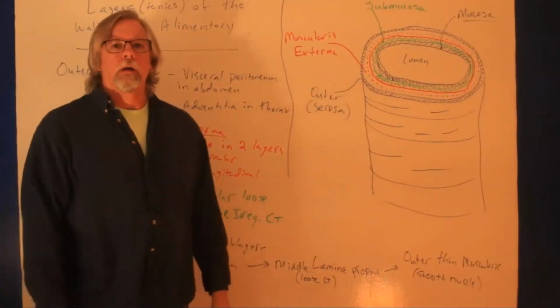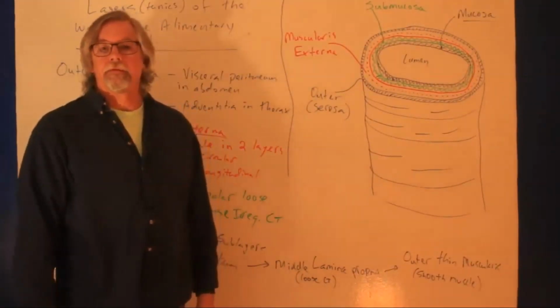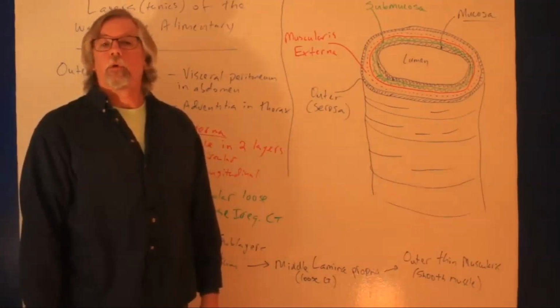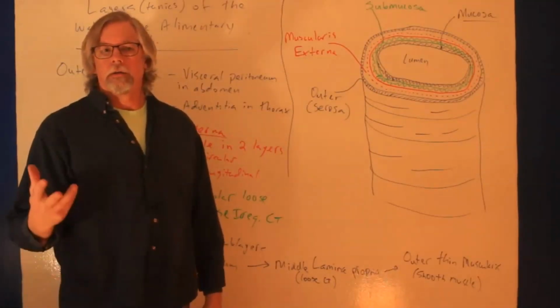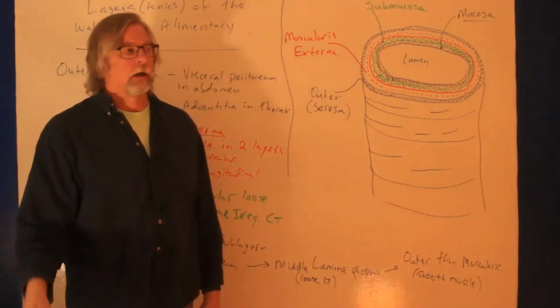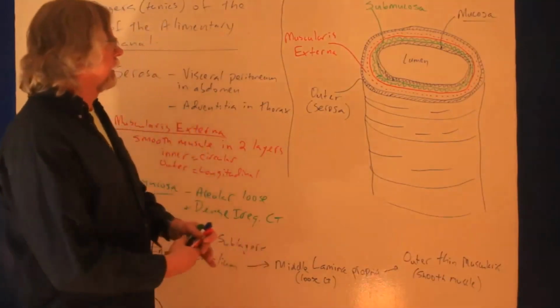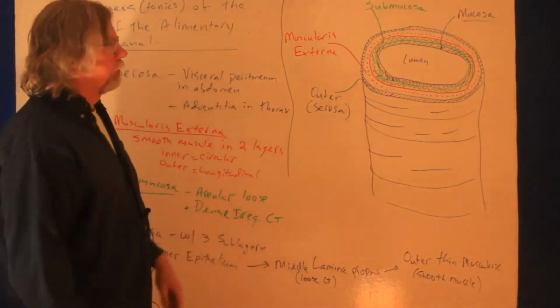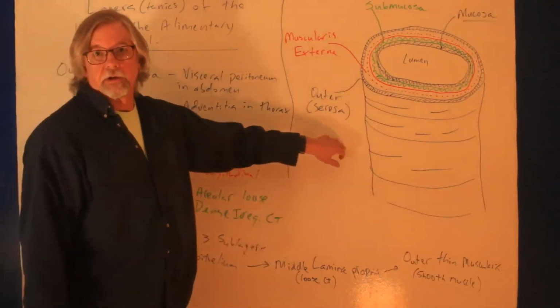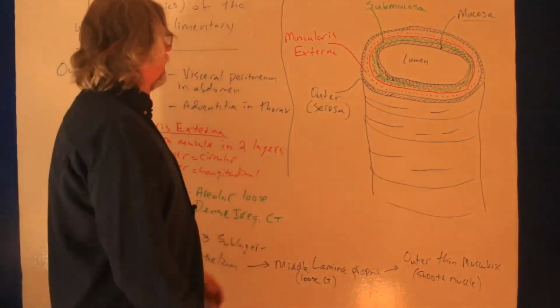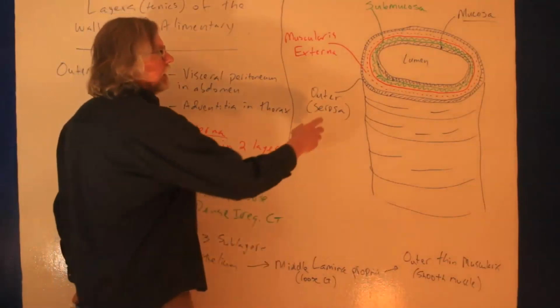Okay, so the wall of the alimentary canal is made up of 4 different layers, and some of those layers have sublayers. I want to go over that very briefly, and then we'll look at a slide with maybe a slightly better illustration than what I drew. So the layers are represented here.